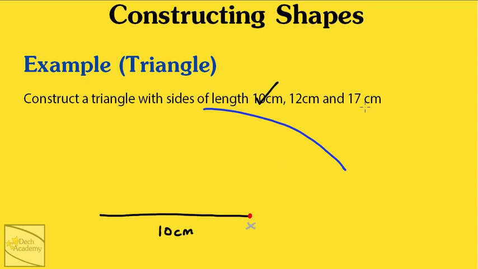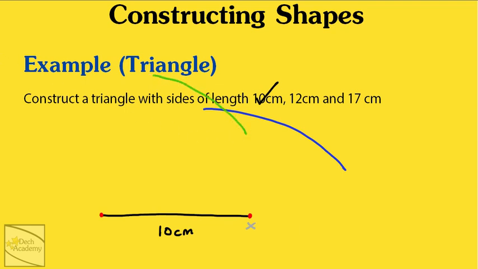Now for the third side, we know that its length must be 17 centimeters. So I'm going to pick the metal end of the compass. We're going to extend the compass so that it gives us a radius of 17 centimeters. Then place the metal end at the other end, and draw another arc. I'll use a different color, let's say green. So let's say we draw the arc and it's such that we get this.